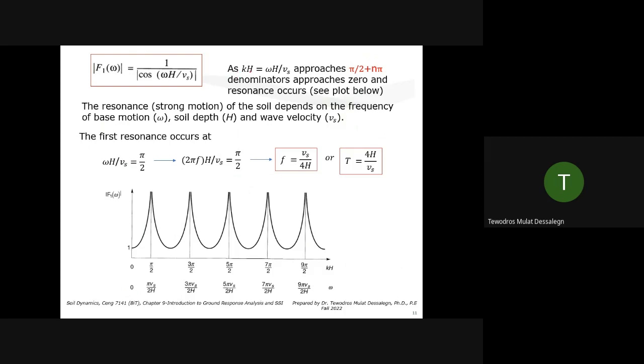As omega H by Vs approaches, if you see this transfer function, you can plot it. See how it looks. F1 of omega, in terms of pi, 2 pi, 3 pi, and you see these peaks. What are these peaks? At every pi by 2 plus n pi, you see the peaks. What are these peaks?